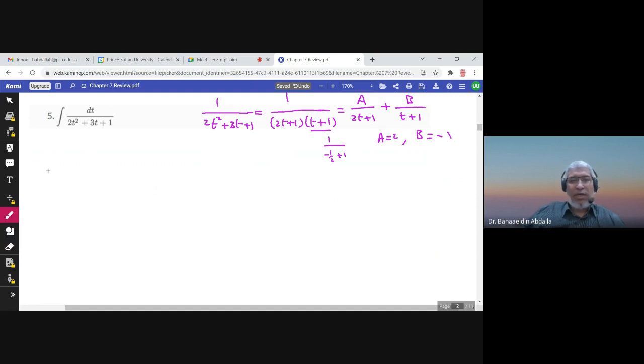And then I can write this integral as the integral of a, which is 2 over 2t plus 1, minus the integral of b, which is negative 1. I took the minus out, over t plus 1 dt.